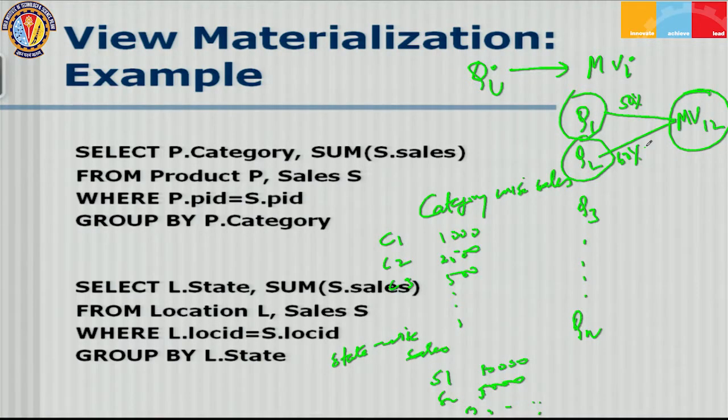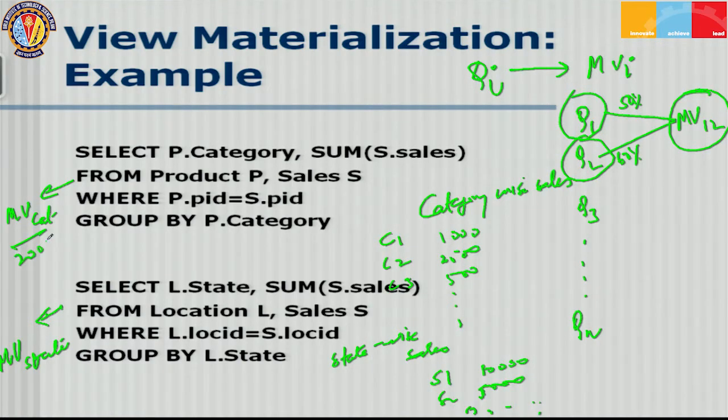Okay, so in this example, one way could be that for this entire query I have a materialized view which I call materialized view category, and for this I have another materialized view which I call materialized view state. So this is the easiest option. But now suppose that I have space for only one materialized view. Suppose this takes say 200 MB of space and this takes say 300 MB of space.